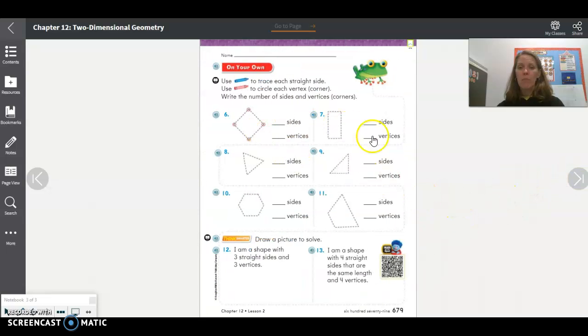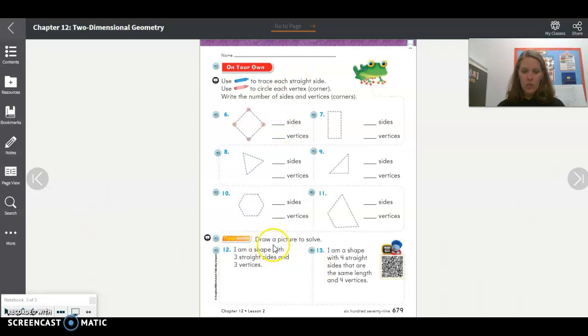And here they have pictures of it for you. You need to use a blue and a red. You're going to use blue to trace each straight side and red to circle each vertex. And then you're going to write the numbers in here. How many sides, how many vertices on all those shapes. So using blue and red.